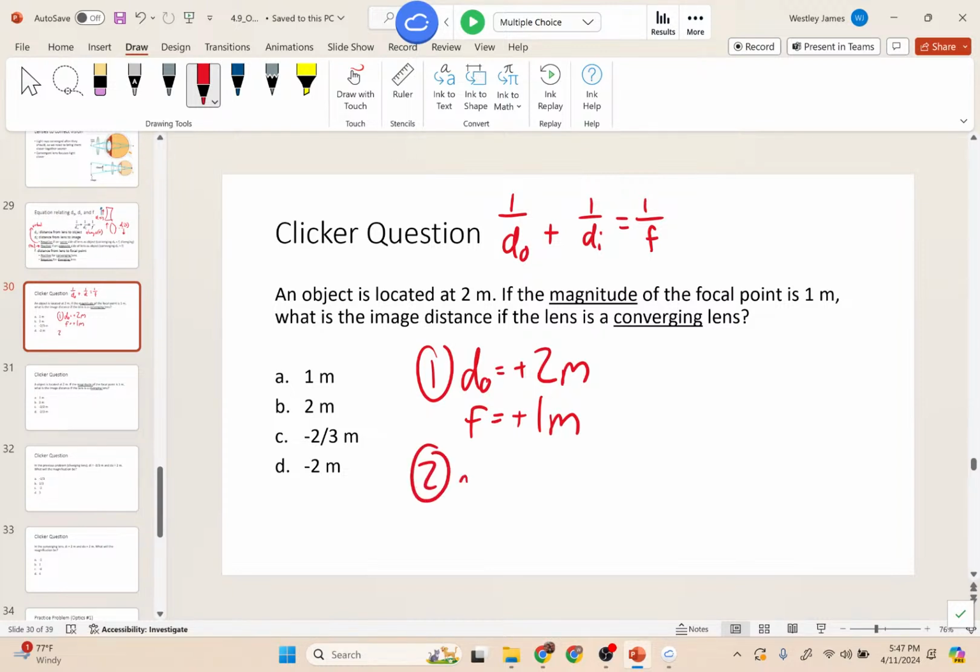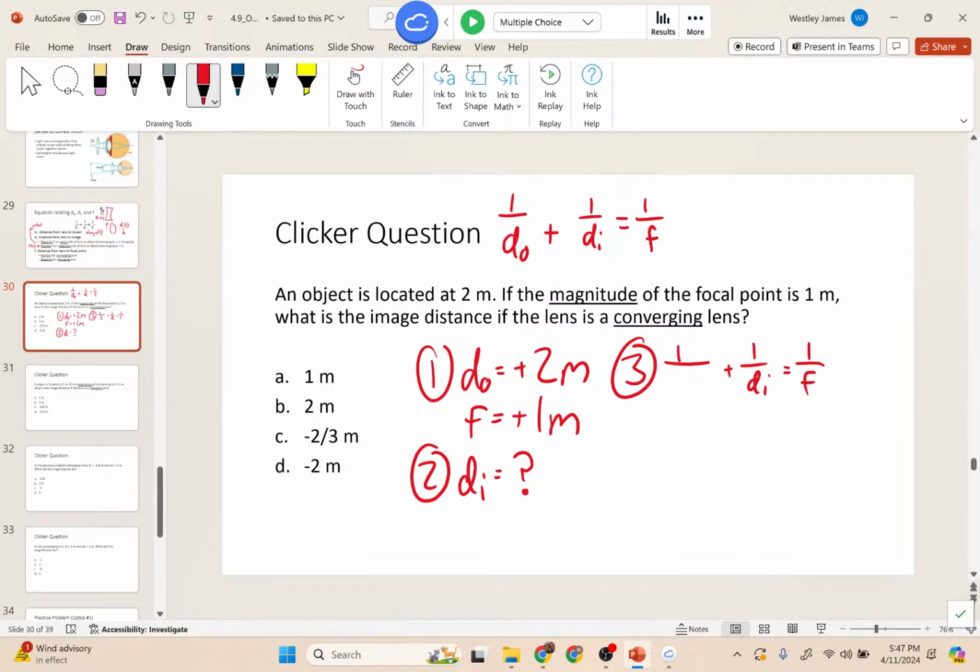What are we solving for? DI. Do we care whether it's positive or negative? No. The math will tell us. You only have to decide the sign for part 1. Part 2, let the math do the work for you. So easy peasy, plug and chug. 1 over 2 plus 1 over DI equals 1 over F. And you're going to immediately see where I goofed.